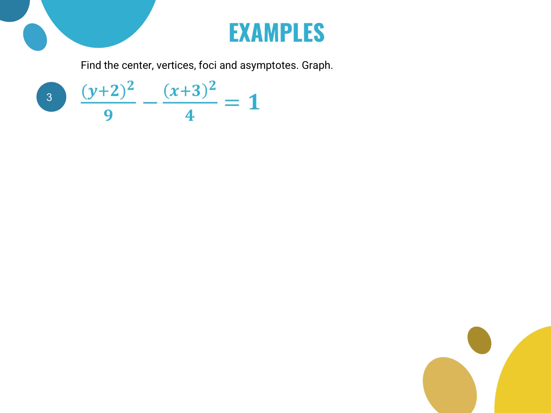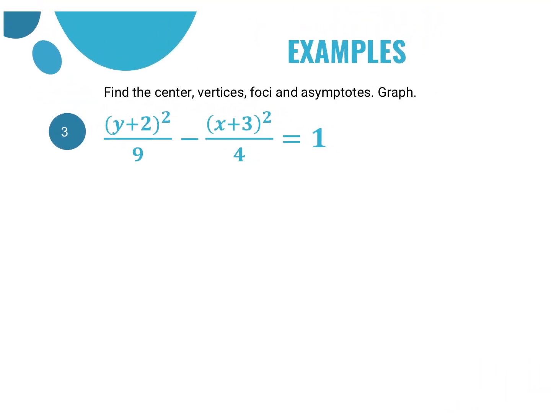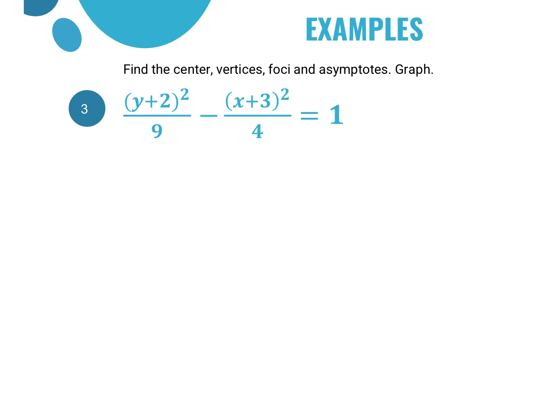So here it is. It's already set equal to 1. So let me go ahead and pull out my center point first. Remember, the k is always with y, the h is always with x, and it's backwards on both. So my center here is the ordered pair -3, -2. That is my center point.